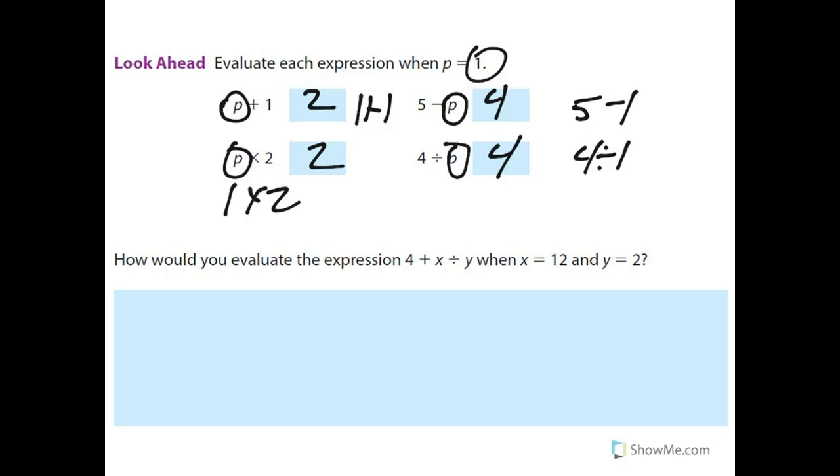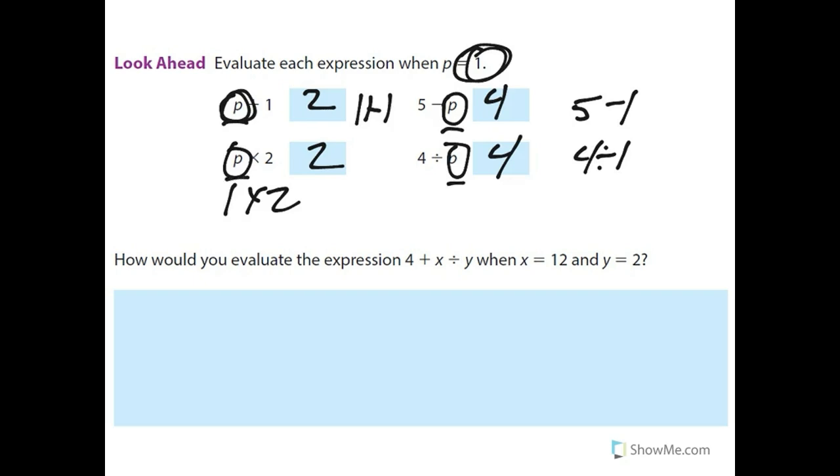So what we do with the expression when we have a variable, that's what that letter is called. A variable is just a letter or a symbol that represents a number. And in this case, the number is 1. So in each of these, you replace that variable with 1.